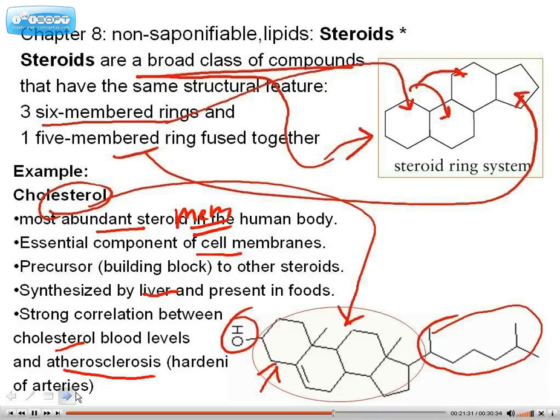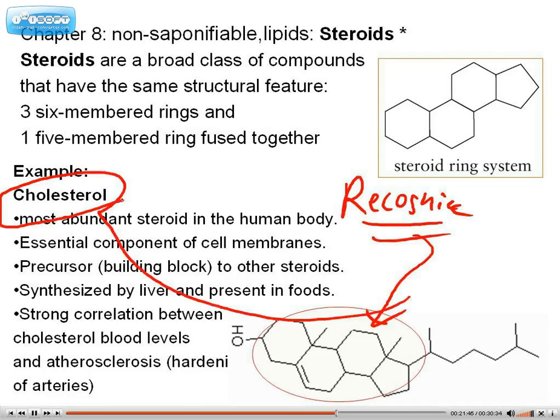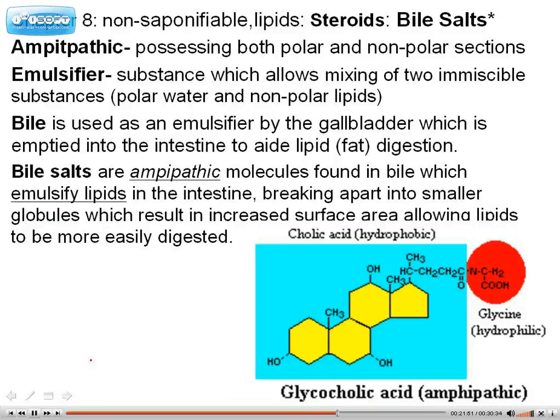Am I going to ask you to draw a non-saponifiable lipid? No. Bottom line is you're going to need to recognize. So if I give you a structure like this, recognize that this is cholesterol. And of course, name one or two properties. Hey, look, this is a non-saponifiable lipid. Why? Do you see any esters on here? No. In this case right here, this is a steroid because we have a steroid ring system.